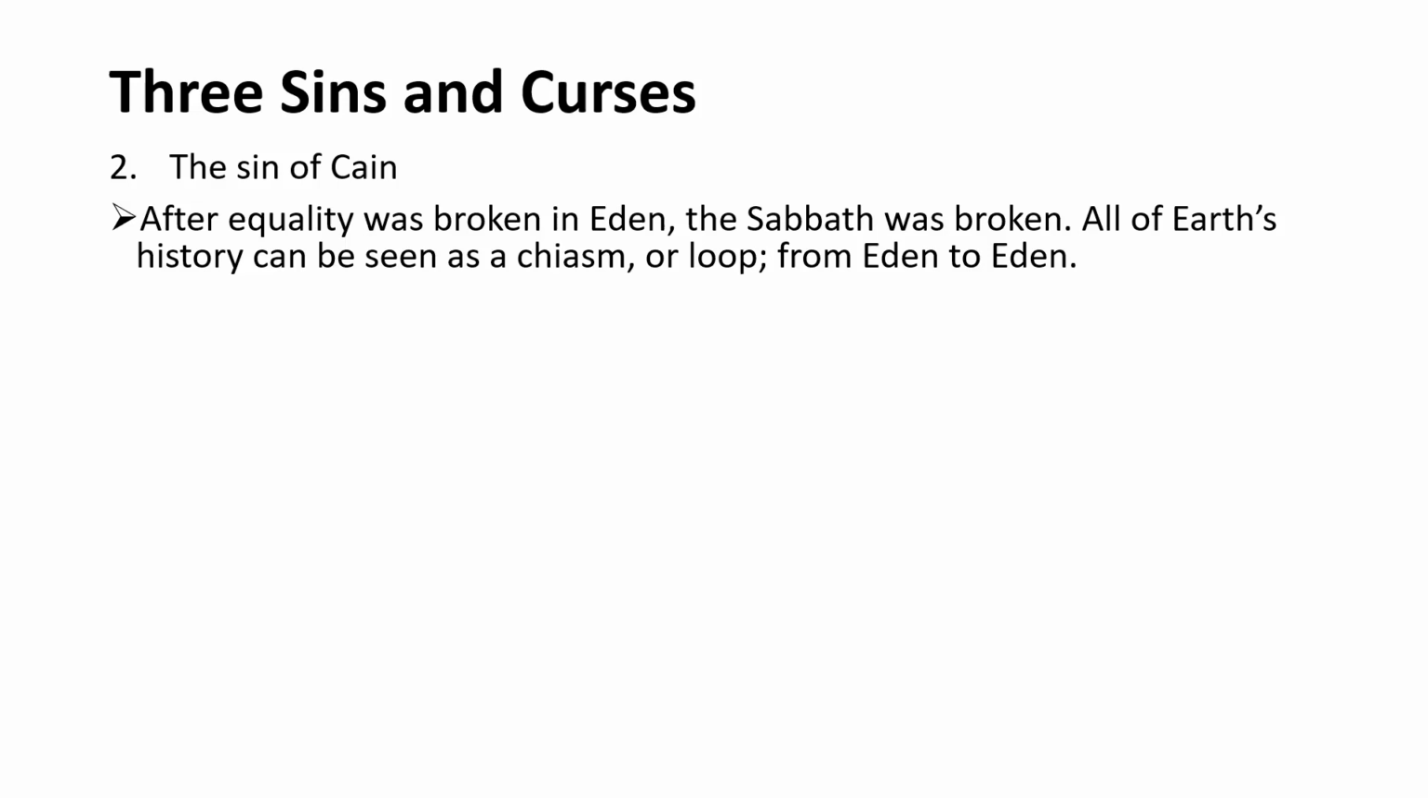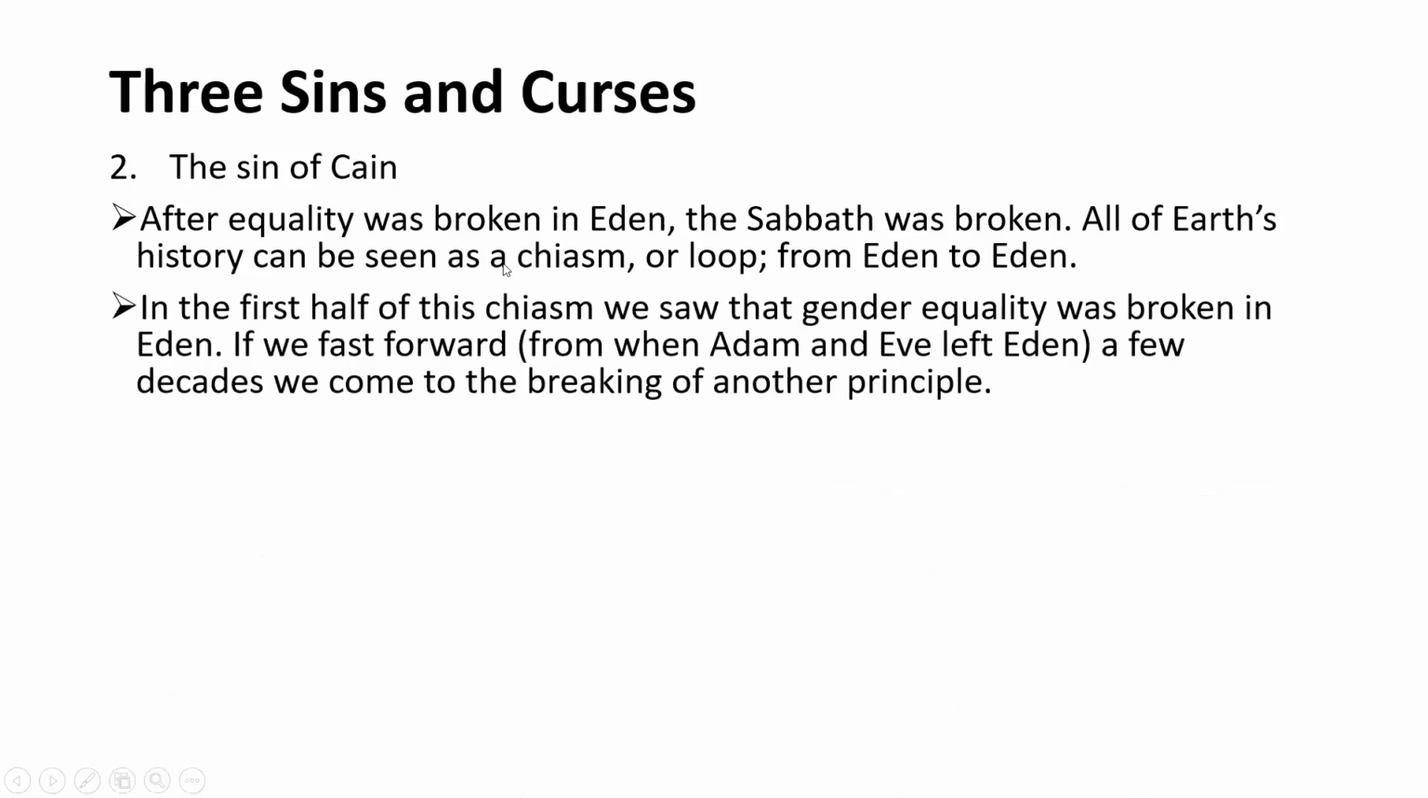Okay, so now we are going to look at the second sin, which is the sin of Cain, and the effects of that sin. After equality was broken in Eden, the next thing was the breaking of the Sabbath. In the earth's history, like we have said, we are going to see it as a chiasm. In the first half of the chiasm, you saw that gender equality was broken in Eden.